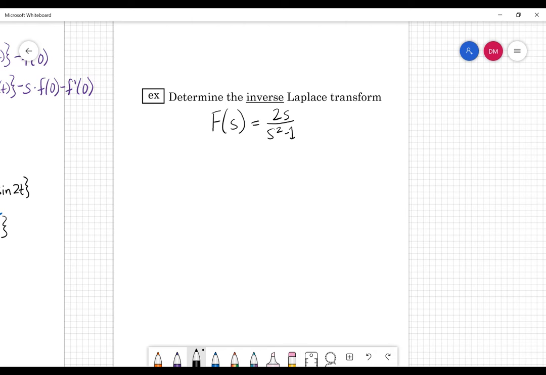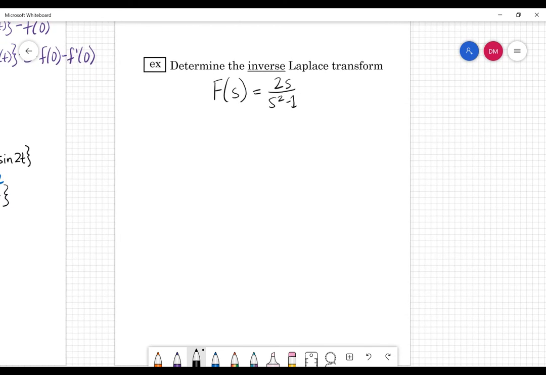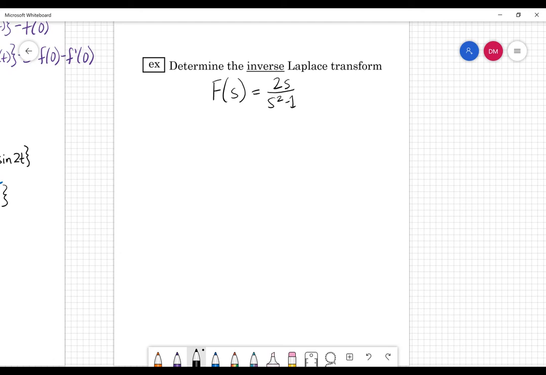So this will really require us to use our table and also a little algebraic manipulation to get this to fit a form that's in our table. The first form of algebraic manipulation that we are going to see a bit of in this section is partial fractions. So I picked one right here, 2s over s squared minus 1, because we don't have a form of this in our table.